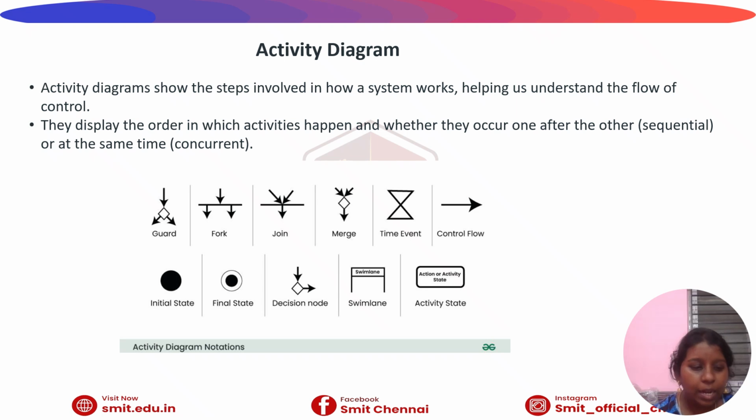Next is the time event. Time event represents the time taken to make the decision and to pass the control between the two activity states. Next is the swim lane. Swim lane is nothing but grouping the related activities in one column. In this, it groups in one column or in one row.